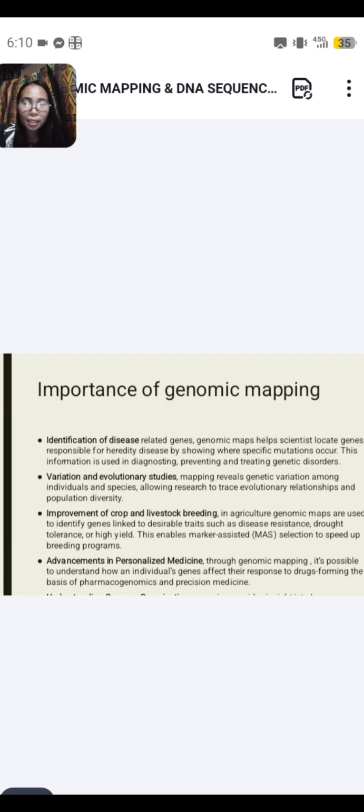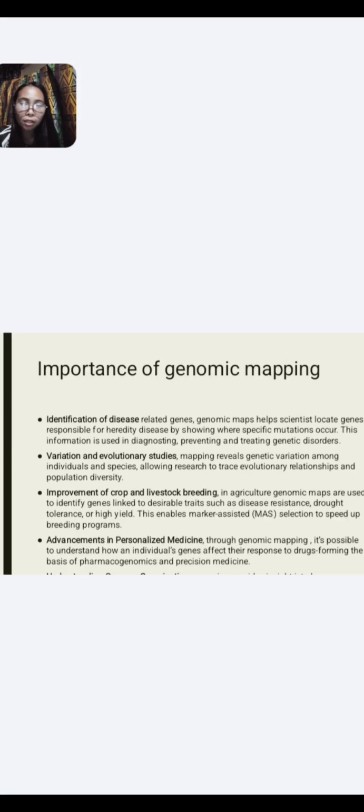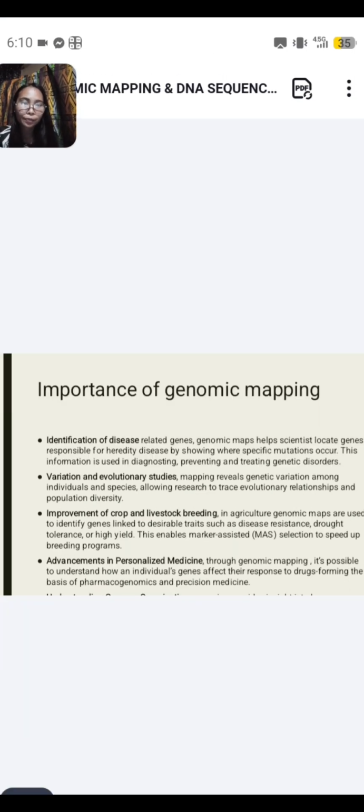Then the second one is variations and evolutionary studies. Genomic mapping reveals the genetic variations among individuals and species. It allows researchers to trace evolutionary relationships and population diversity. The third one is the improvement of crop and livestock breeding.